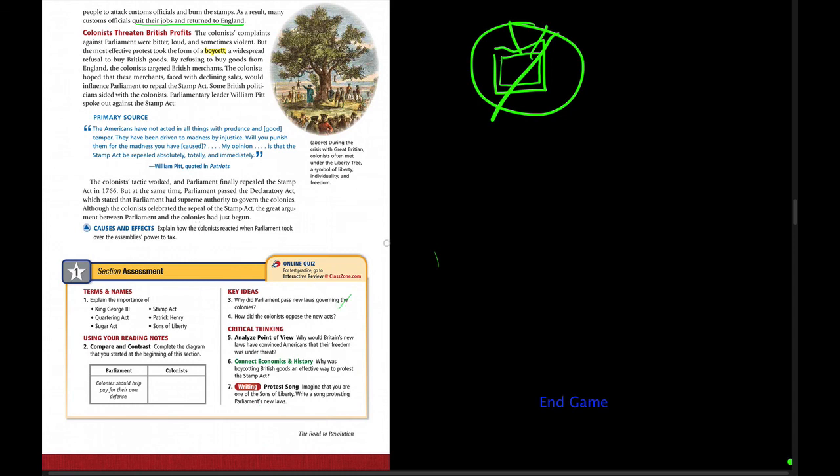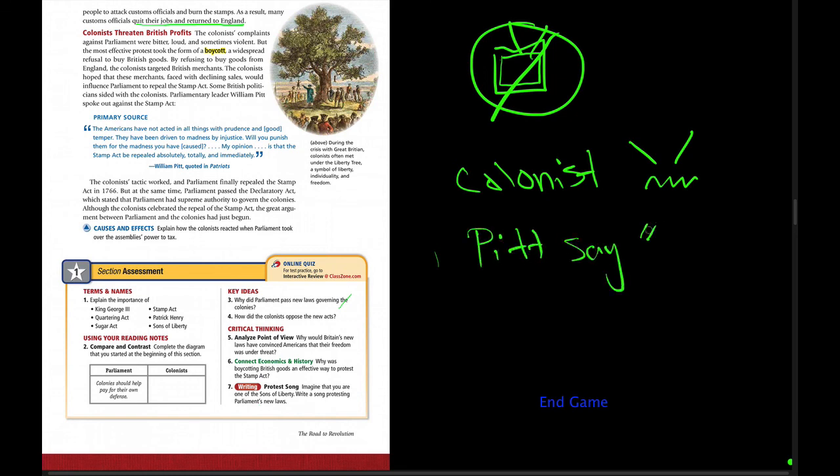So William Pitt is one that says the only reason that the colonists are angry is because of the way that the Parliament has been taxing them. So Pitt says, Britain, it's your fault. So Britain could only blame itself.